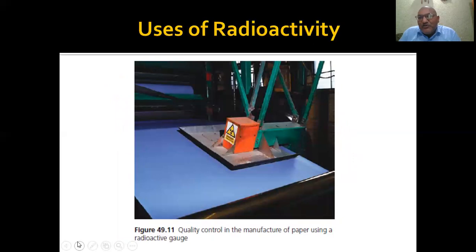Here, this is the same use, and you can see here we have this symbol. We have a radioactive source which will be emitting beta particles or gamma rays, and these are the sheets whose quality we are monitoring. Below this, we will have a detector, and that detector is attached to the computer, and the computer is keeping an eye on the thickness of the sheets. So I hope you have understood.